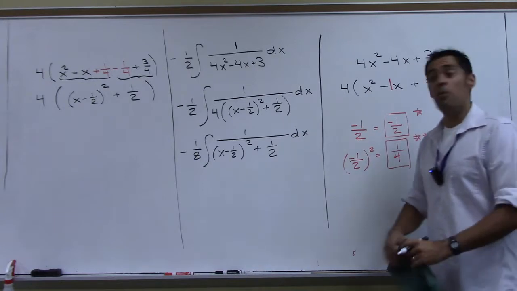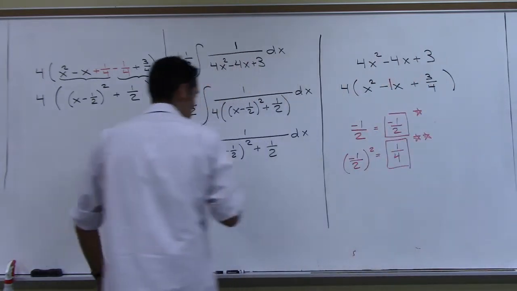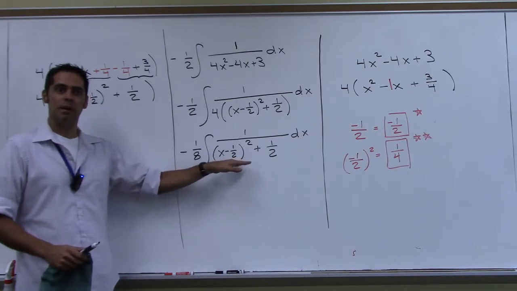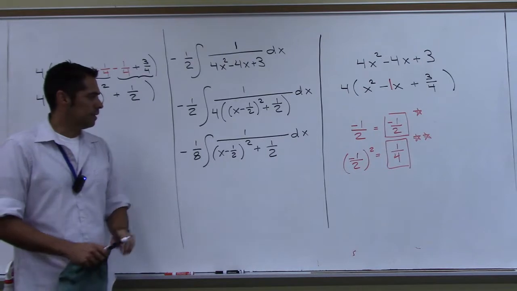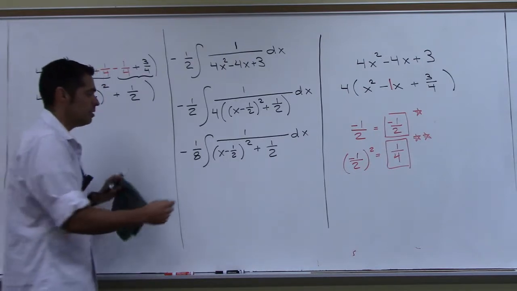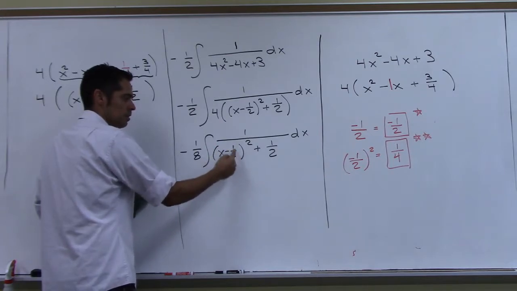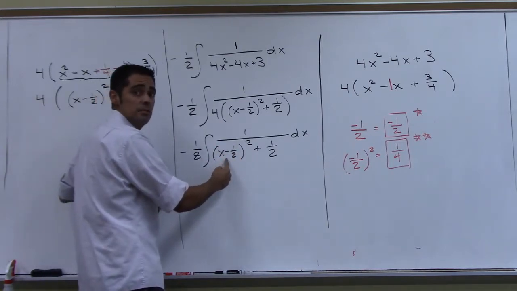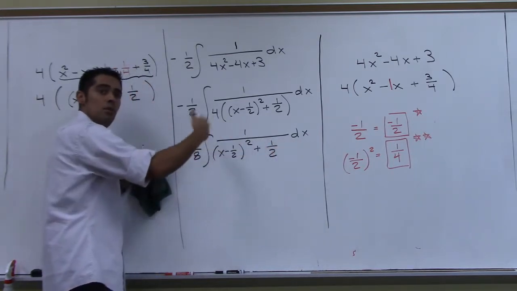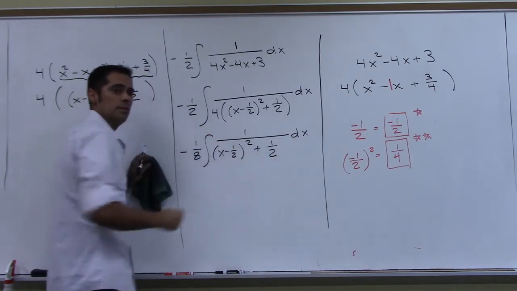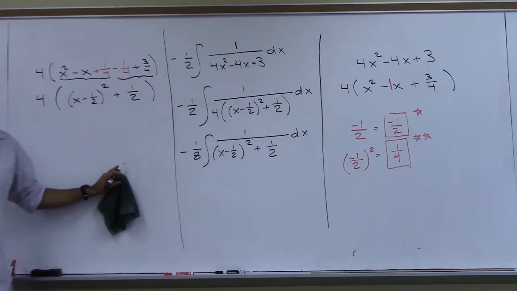And what was the whole point of this? That this would be something I can do with what? Like a basic u substitution. If this is u, what's the derivative of u? If this is u, derivative of that is just dx. And so I can rewrite this whole integral where it'll look like 1 over u squared plus a number squared. And how do we deal with that?